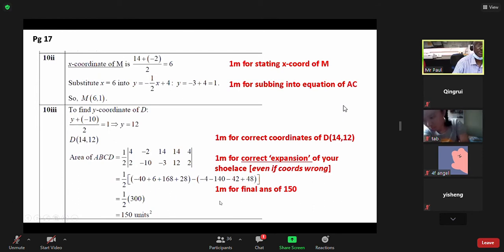You have to show this working. If you don't show, at least try to do this. Show some working. Don't go from here to here. If you go from here to here, we minus mark for your method.